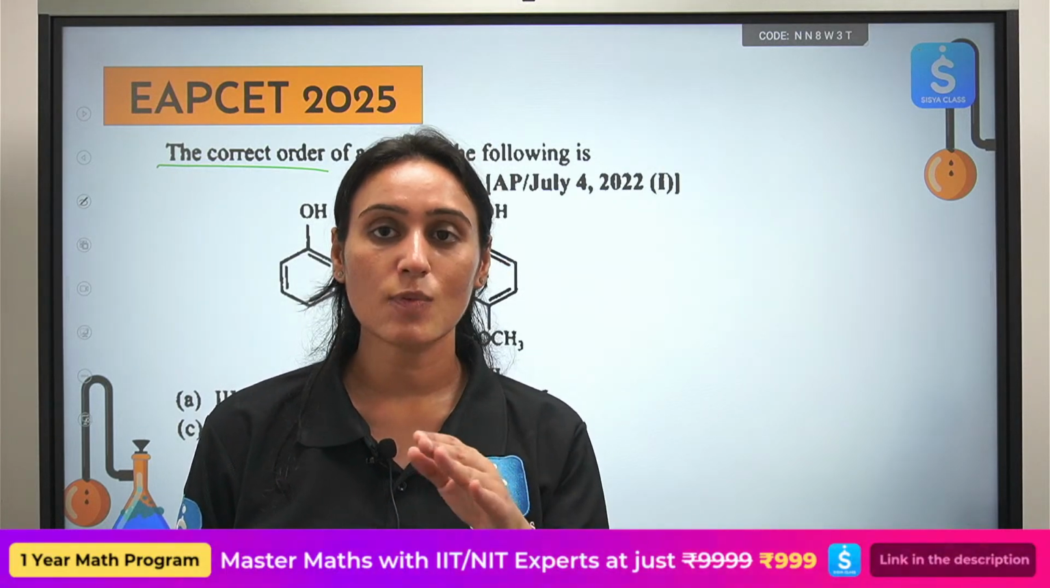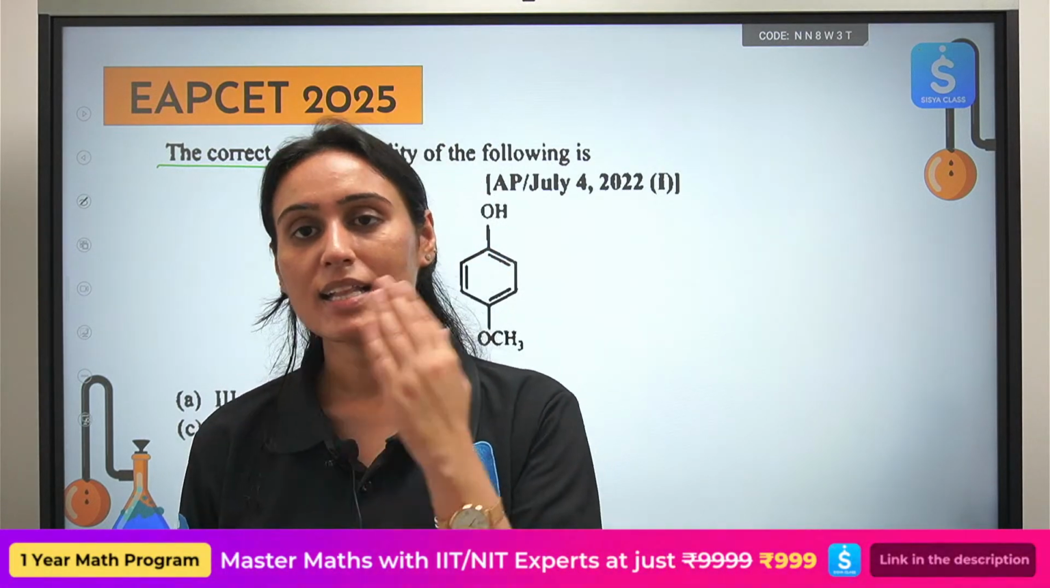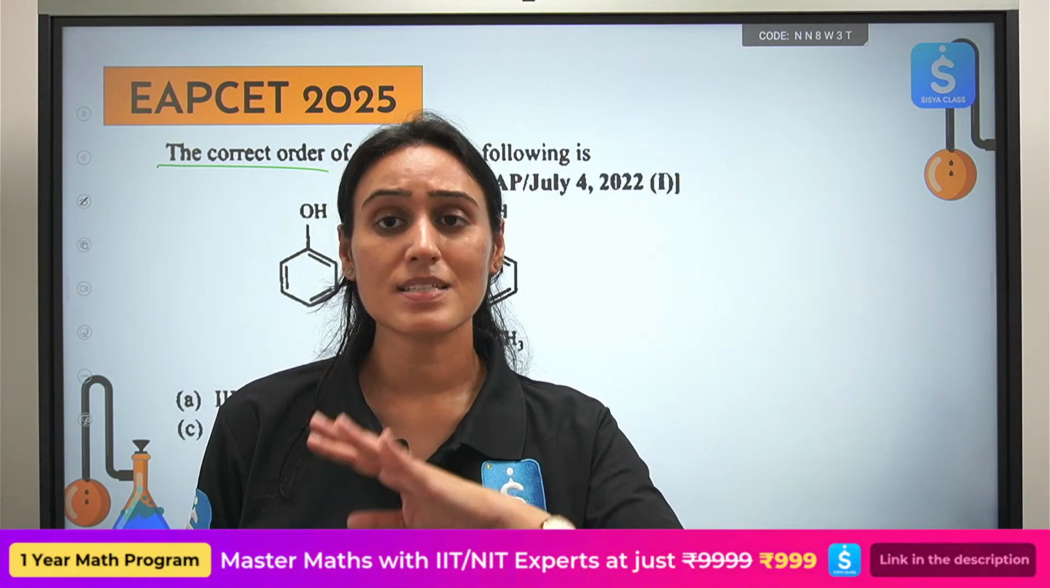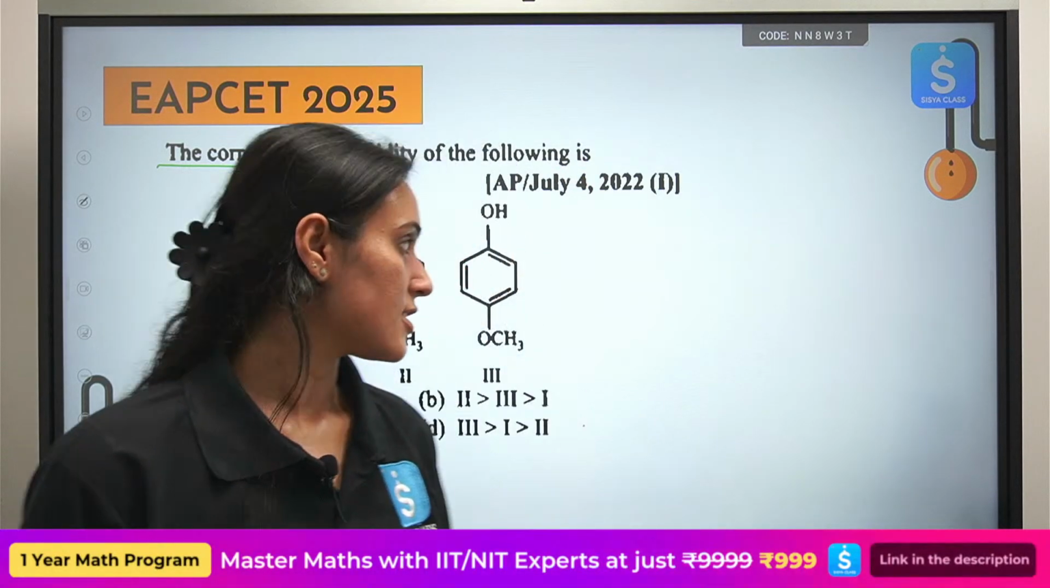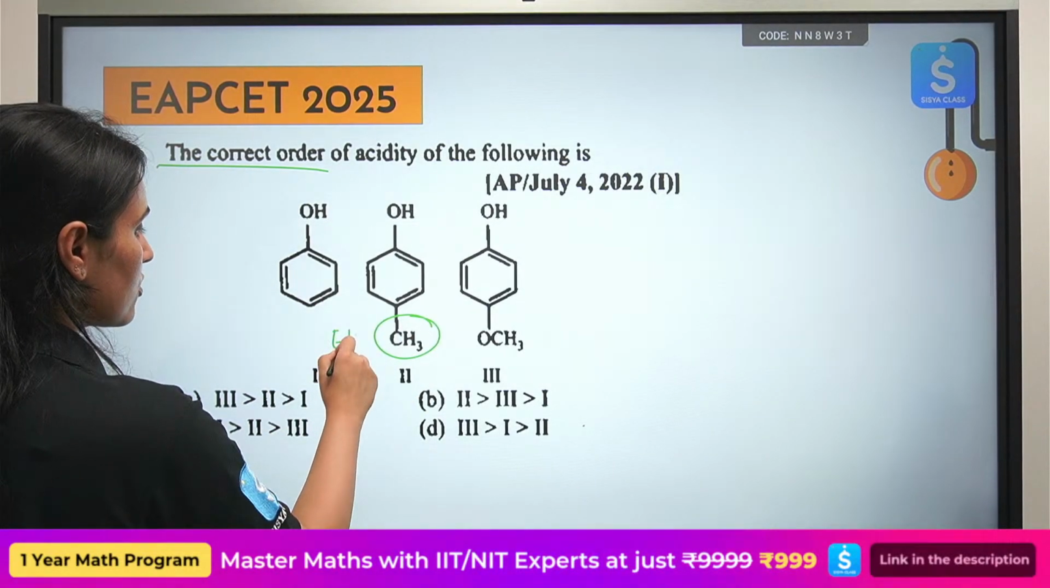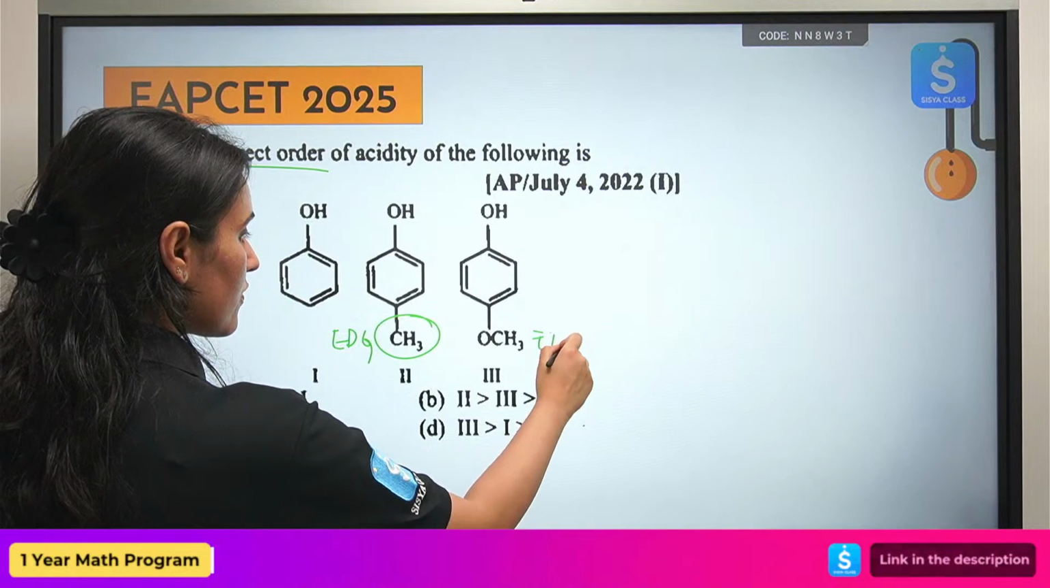We are going to attach it with some electron withdrawing group. When electron withdrawing groups are present, acidic strength increases. When electron donating groups are present, acidic strength decreases. Okay, so in this case I don't have anything good for us. Electron donating group, we don't want it. Electron donating group, we don't want it.